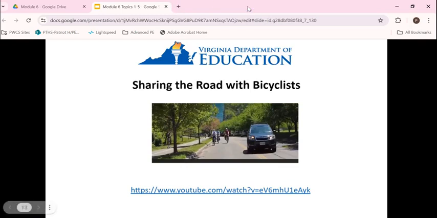Okay, so a couple things to highlight there. Cars are allowed to cross over double yellow lines when passing a bicycle now, and bicyclists are allowed to ride two abreast, meaning side by side. Those are new laws.